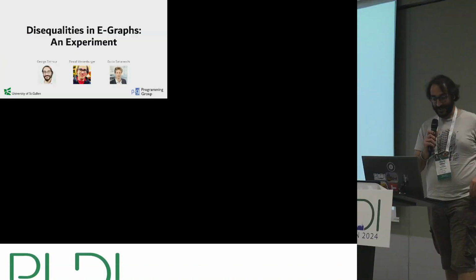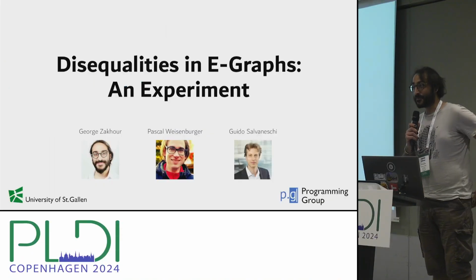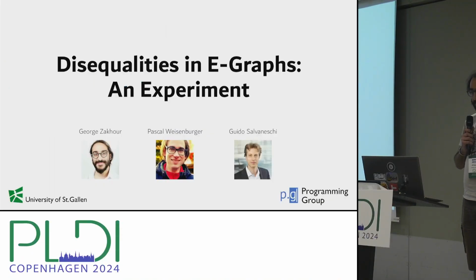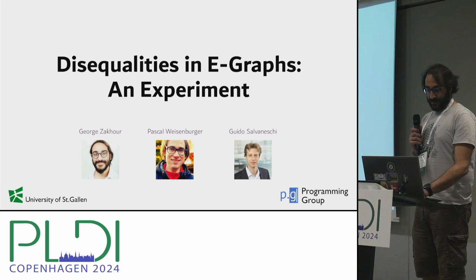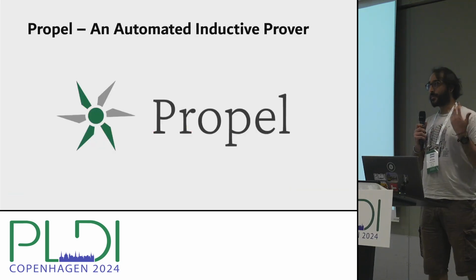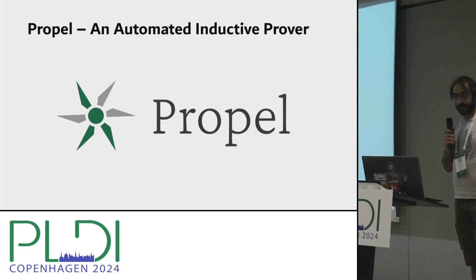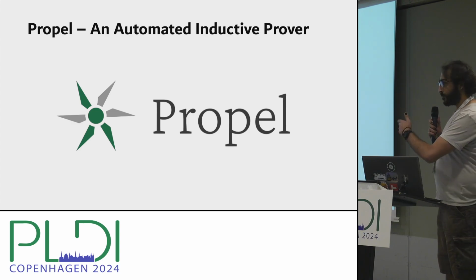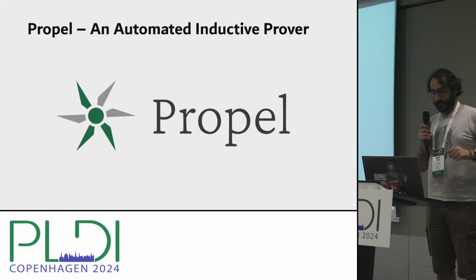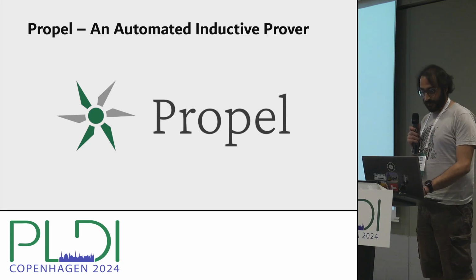All right, thanks, Max. My name is George. I'm going to talk to you about disequalities in E-graphs, some experiments we did. The context of the experiment is our own inductive automated theorem prover, and it's automated, so you don't have to mess around with Lean or with Rocq, being the new name of Coq. And it's inductive because it does induction. So it does this all by itself.